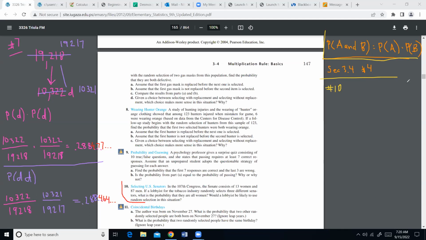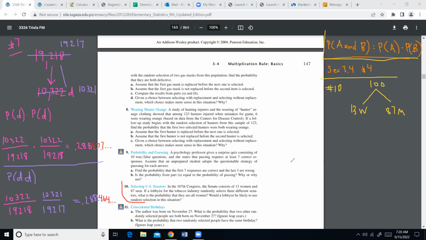So in problem 10, they say, in the Senate, 13 women and 87 men. So 13 women, 87 men, and the total is 100, right? So that's 100. That's what they considered.